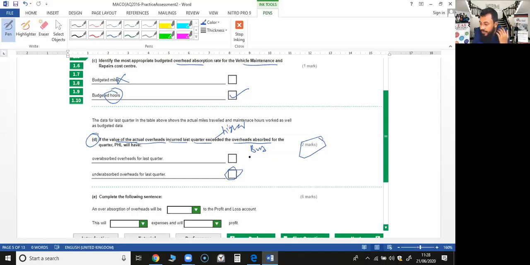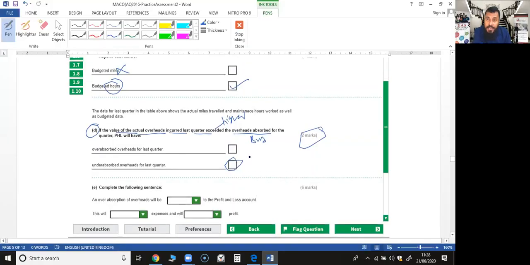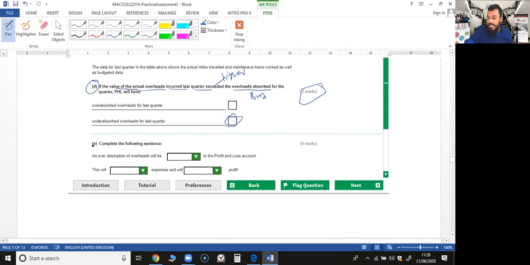Yeah. Now, if you're under absorbed, you are happy. No, you're sad. Over absorbed, you're happy. And in the income statement, over absorbed is treated as a profit and a lesser expense. If it's under absorbed, you are sad. It is more expense. Yeah. And in income statement, anything expense is debit. Anything income is credit. Now, give me the answer for E as well.